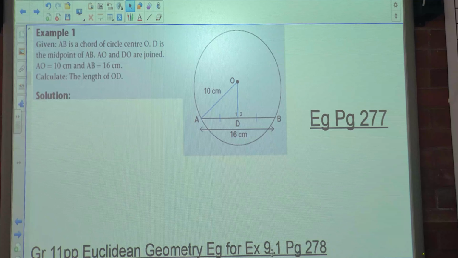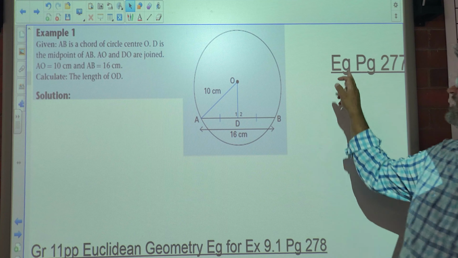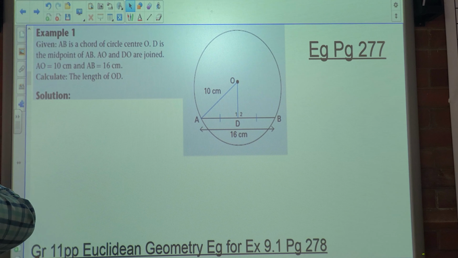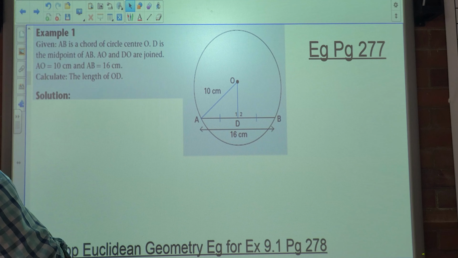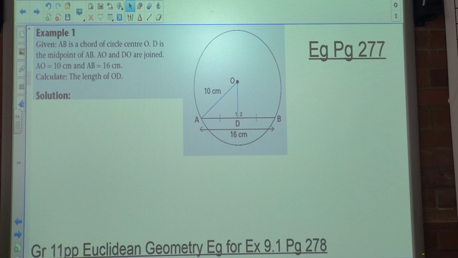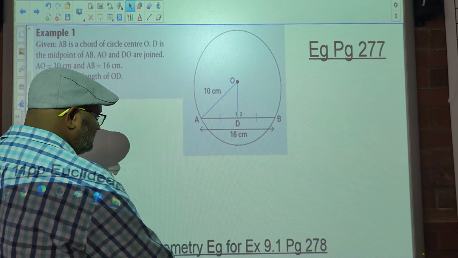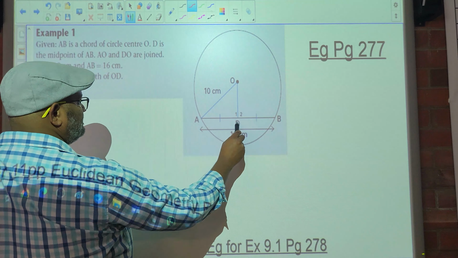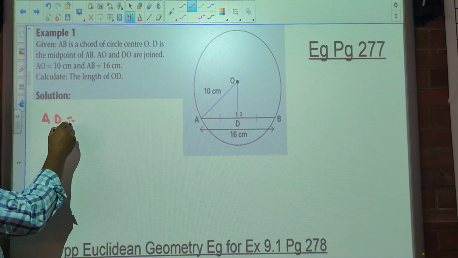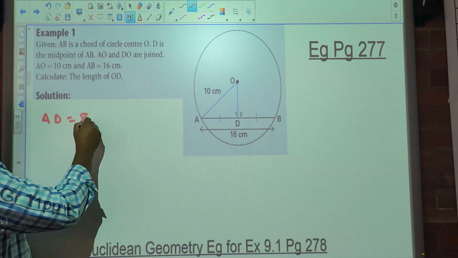In example 1, we are told that AB is a chord of circle center O. D is the midpoint of AB. Okay? AO and DO are joined. AO is equal to 10 centimeters and AB is 16 centimeters. The question says calculate OD. So let's calculate this length here. So where do I start? AD, sorry, is equal to 8 centimeters.